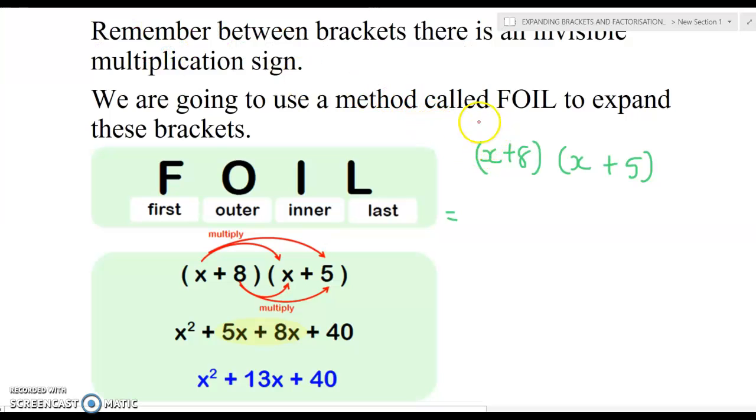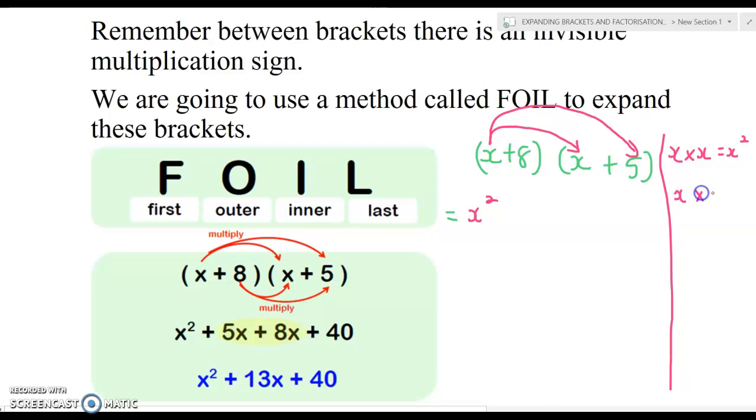Alright, so what we're going to do is multiply the first term in the first bracket, which is x, by the first term in the second bracket. So this is x multiplied by x. I'm going to write this at the side here, x times x, and that is what? X squared, right? So I put x squared in there. And then we're going to multiply the x by the outer term in the second bracket. So that's x times 5, which is 5x. Everything is positive here, so it's just going to be addition.